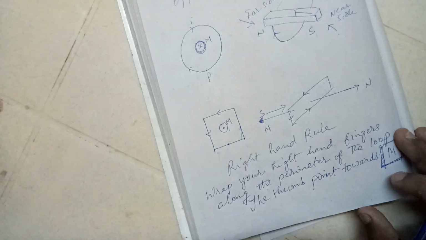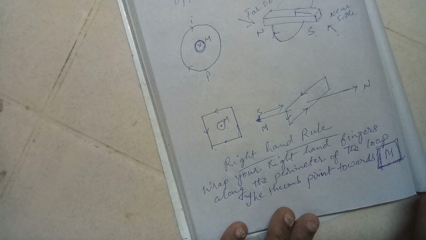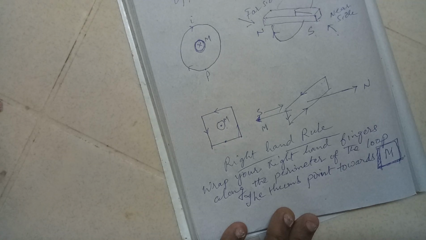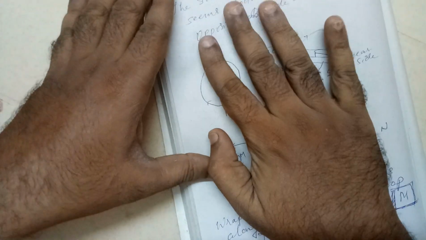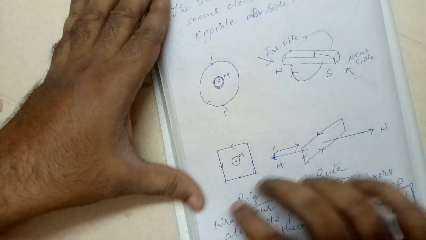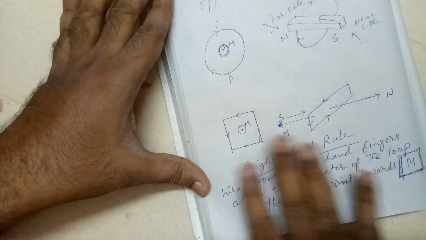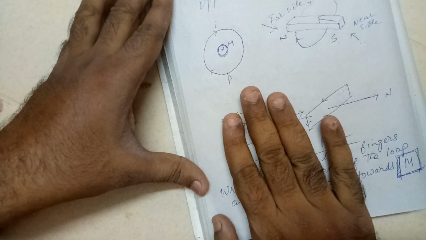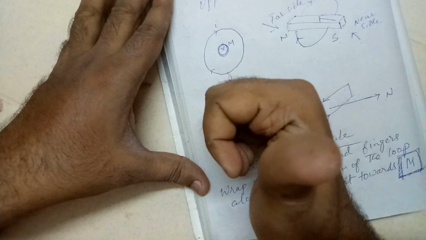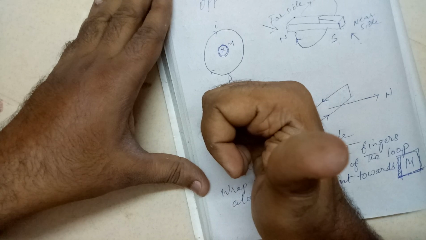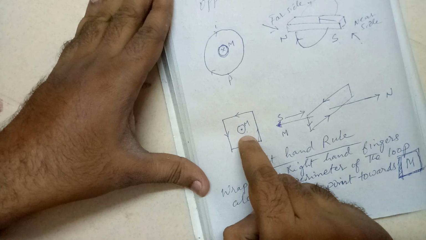So how do I decide the direction of magnetic moment? We use the right hand rule. Wrap your right hand fingers along the perimeter of the loop. The thumb will point towards M. If I take this example and put the loop on this paper, now this paper becomes the plane of the loop. So I need to wrap my fingers like this. The thumb will point upward, that is towards me, that is the direction of magnetic moment. So that is denoted by a dot symbol here. Dot means it is towards you.